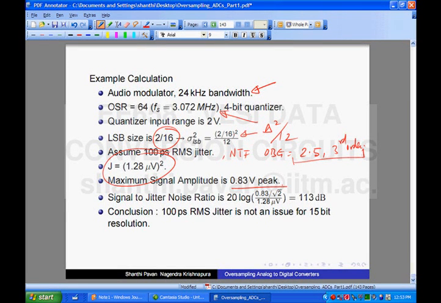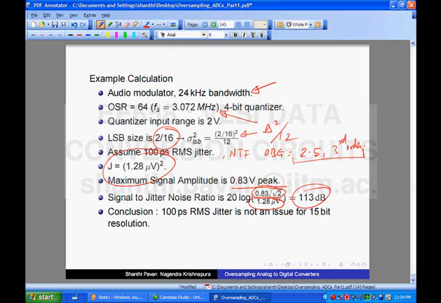For this modulator and this out of band gain, it turns out that the maximum stable amplitude of the loop is 83% of full scale. So the peak sinusoid that I can put into the ADC before the quantizer gets into saturation and bad things start to happen is 0.83 volts. So the signal to jitter noise ratio is 20 log the RMS signal amplitude divided by RMS noise, and that turns out to be about 113 dB.